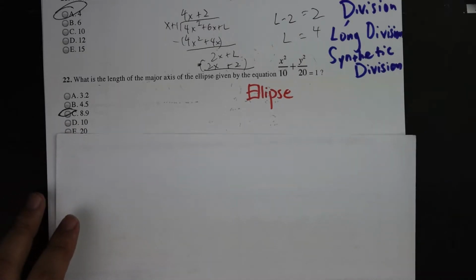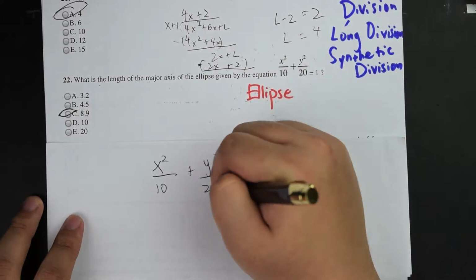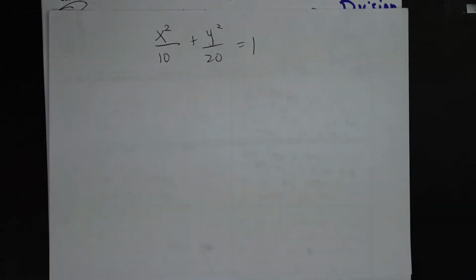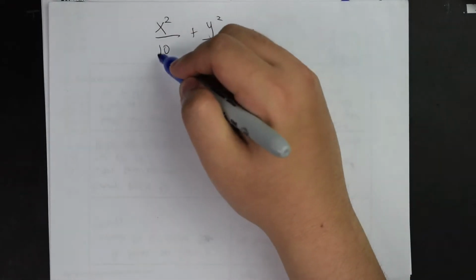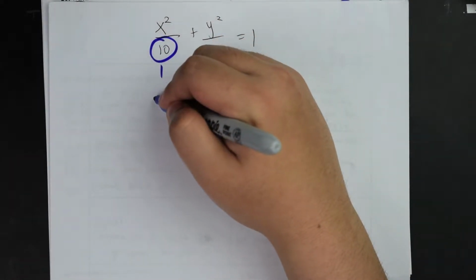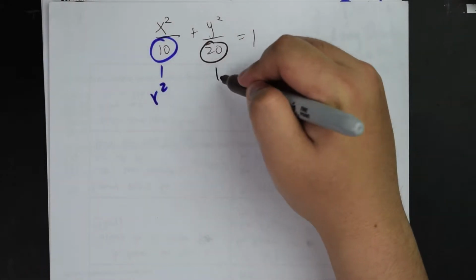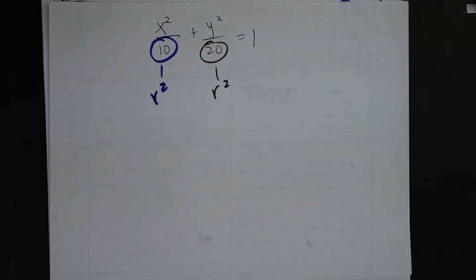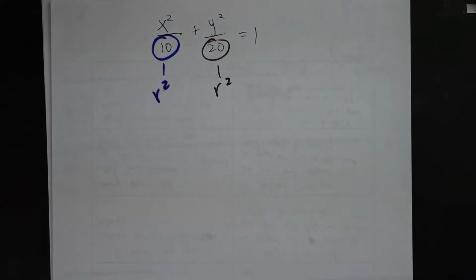In this question, it states that x squared over 10 plus y squared over 20 equals 1. Most of the time when we're dealing with circles or ellipses, we assume that this value right here, and I'm going to use a different color, represents the r squared, and this value also represents r squared. The significant difference between these two values is that the r squared in the blue represents the radius measurement for the x-axis, while in the brown, the r squared represents the radius for the y-axis.